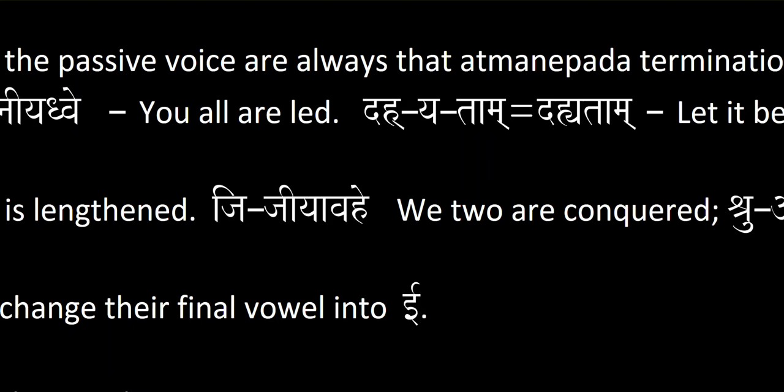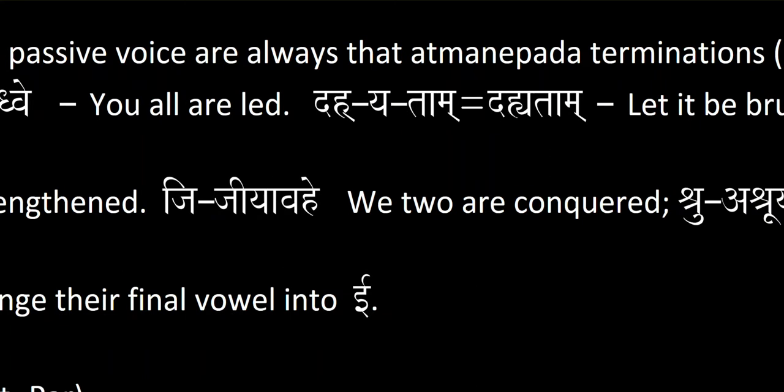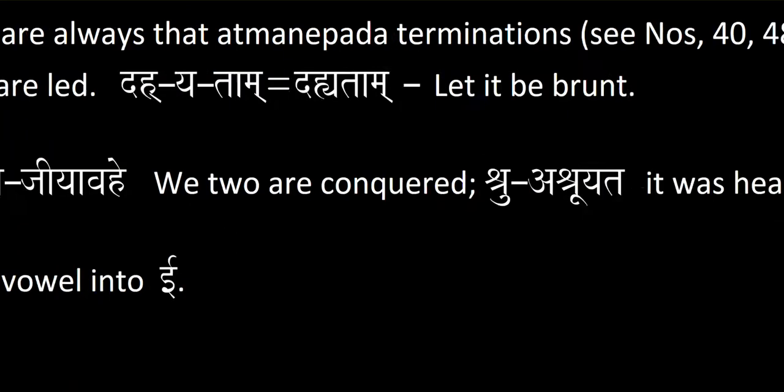So the termination ending for the two of us is vahe for present tense, first person dual. So we two are conquered. You would end up with jiyavahe.